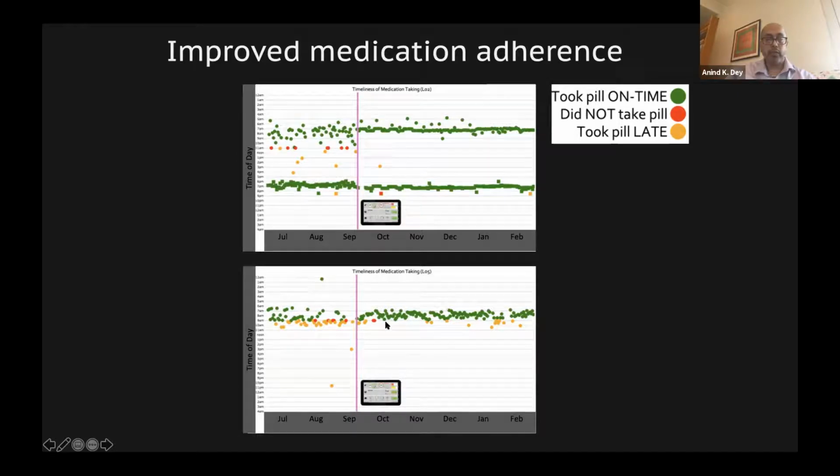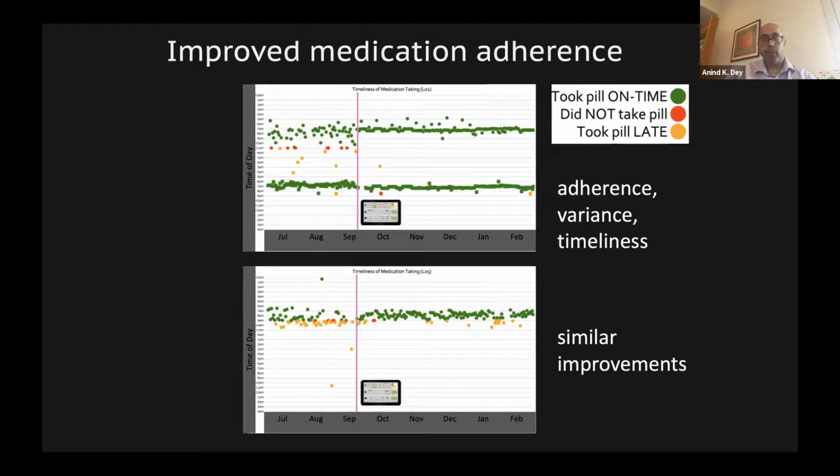And for this individual, you're still seeing lots of cases where they took their pill late, but for the most part, their signal was cleaned up quite significantly, and this intervention, having the display about what happened the previous day, did as an intervention for how they took their medicine. So it really did improve their medication adherence for these 2 participants.